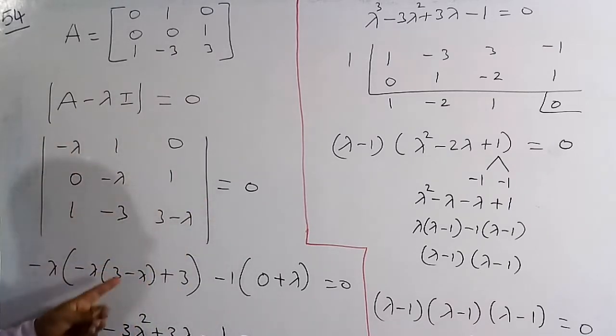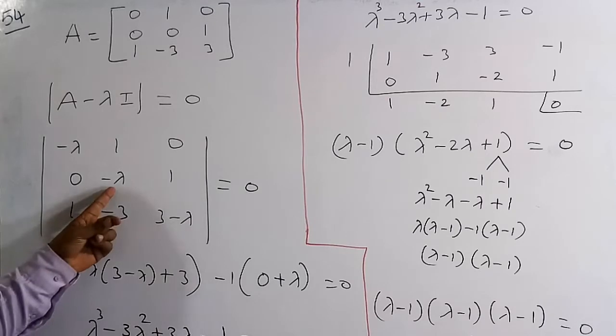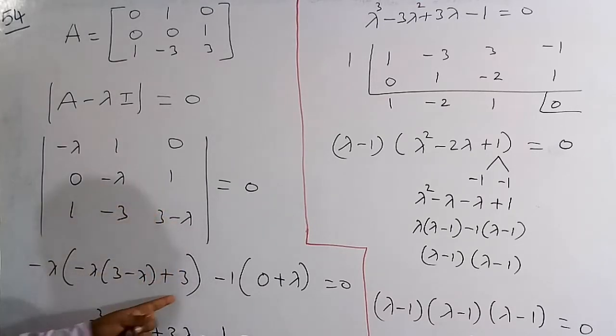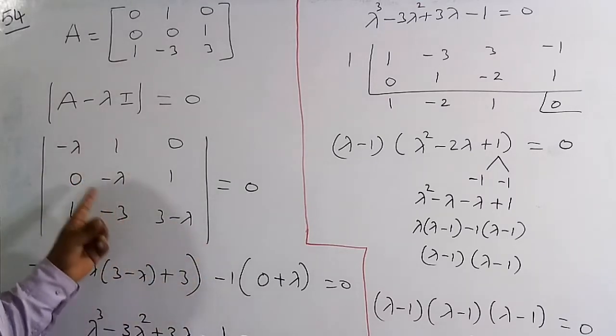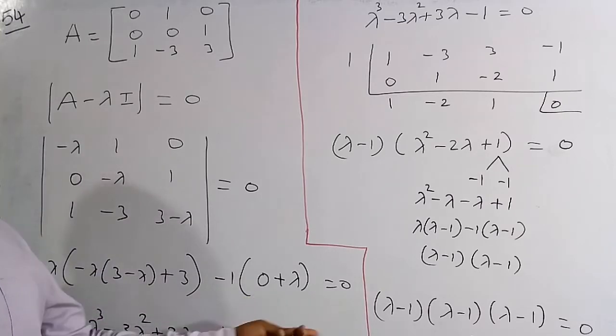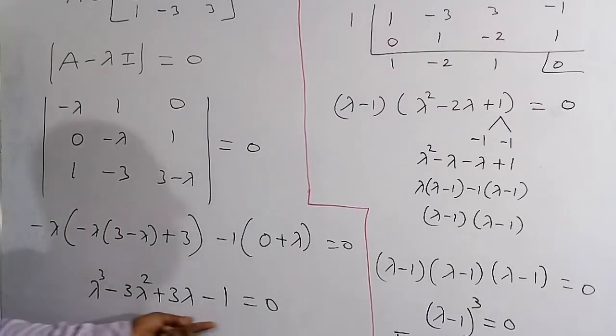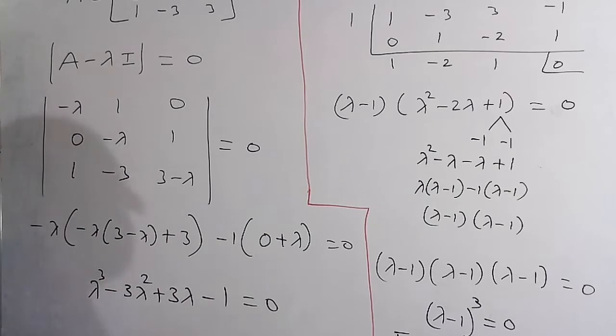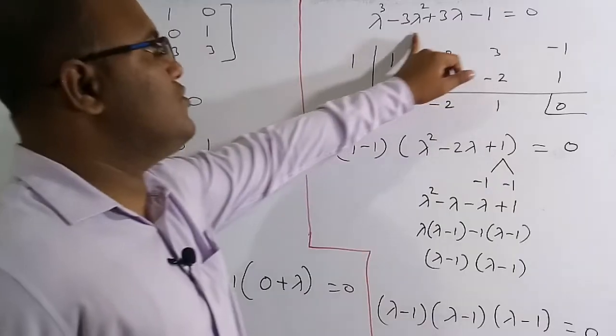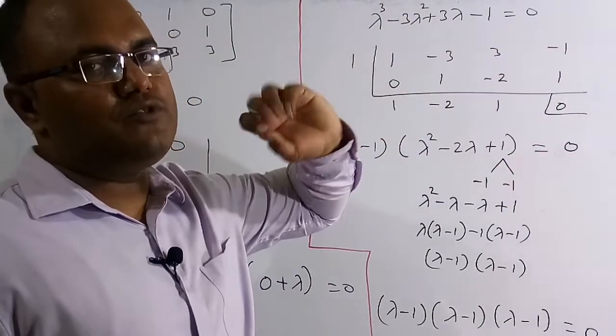After doing the determinant, we are going to get minus lambda into (3 minus lambda) plus 3 minus 1 into (0 plus lambda). We have to solve this equation. Finally we are going to get it in this format. This is a cubic equation, which is lambda cube minus 3 lambda square plus 3 lambda minus 1 is equal to 0. For this we have to find the roots.